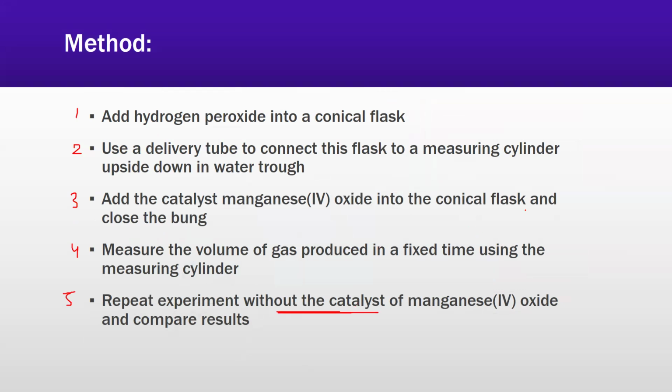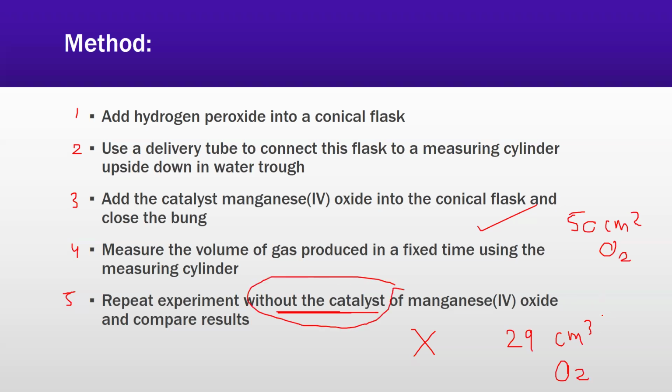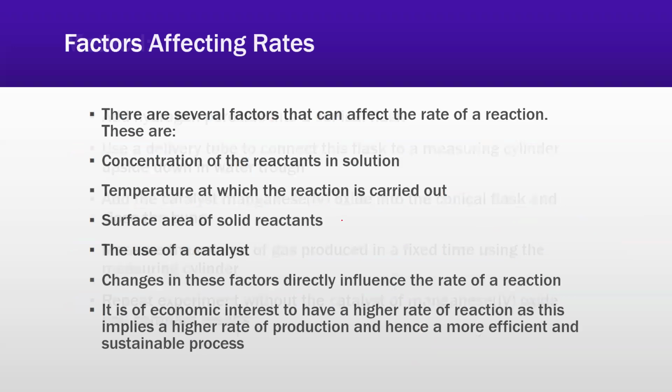Let's say with the catalyst, 50 centimeter cube of oxygen gas was produced. But without the catalyst, when I carried out the experiment, let's say 29 centimeter cube of oxygen was produced in a certain time, which means that without the catalyst, the rate of reaction was slower. It only produced 29 centimeter cube of gas. But with the catalyst, the reaction was faster as it produced 50 centimeter cube of oxygen.